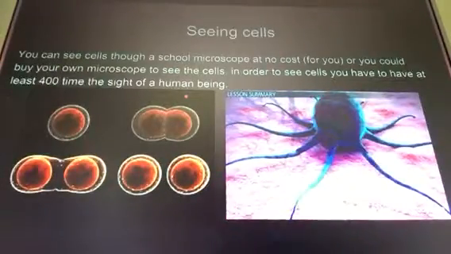Seeing cells. You can see cells through a school microscope at no cost to you, or you could buy your own microscope to see the cells. In order to see cells, you have to have at least 400 times the sight of a human being. Here is probably a virus, and this is a cell duplicating into two daughter cells.